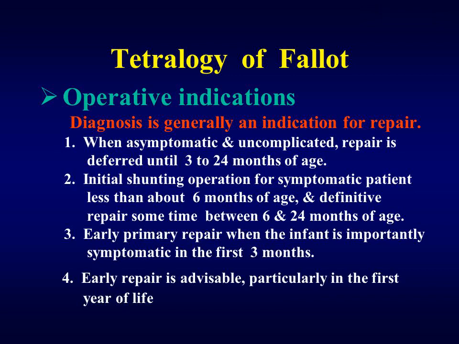Tetralogy of Fallot, operative indications. Diagnosis is generally an indication for repair. 1. When asymptomatic and uncomplicated, repair is deferred until 3 to 24 months of age. 2. Initial shunting operation for symptomatic patients less than about 6 months of age, and definitive repair sometime between 6 and 24 months of age. 3. Early primary repair when the infant is importantly symptomatic in the first 3 months. 4. Early repair is advisable, particularly in the first year of life.